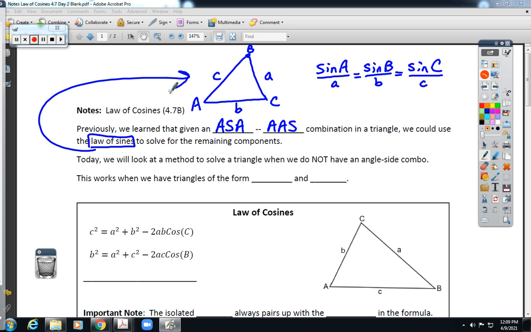We can do that anytime we're given two angles and a side length. Now, if we're given two side lengths as well, that works too. That's the ambiguous case. So that works for the law of sines. However, if we were given side, angle, side, or side, side, side, we need a new rule.